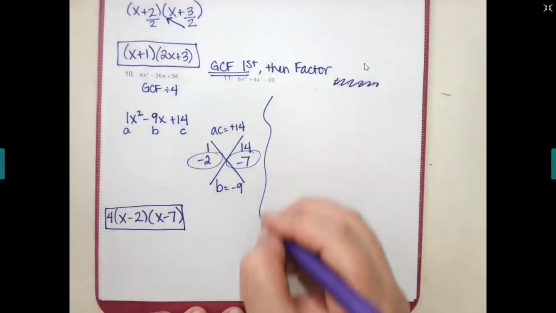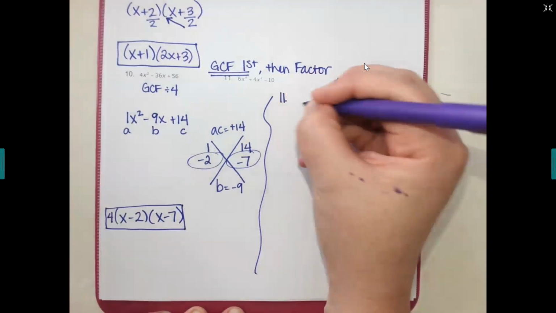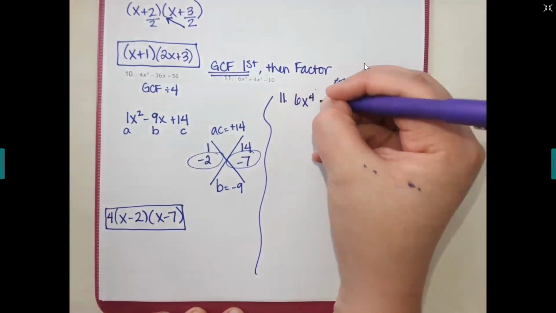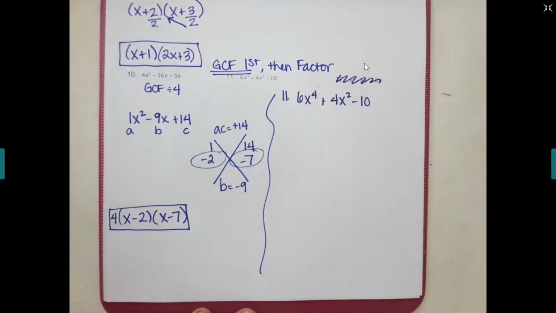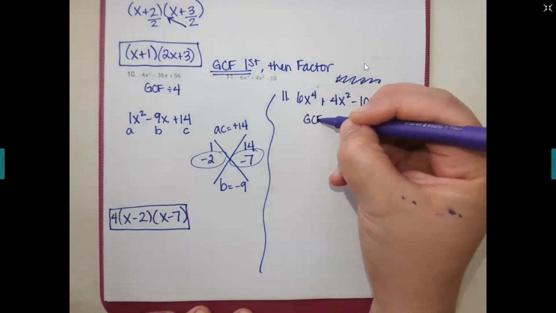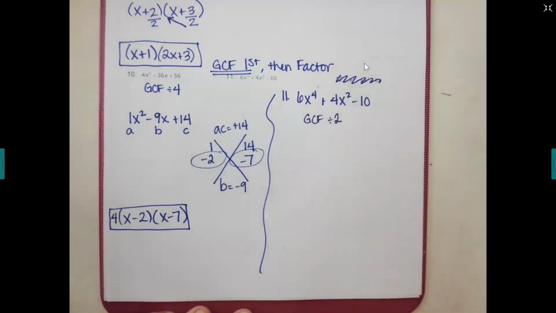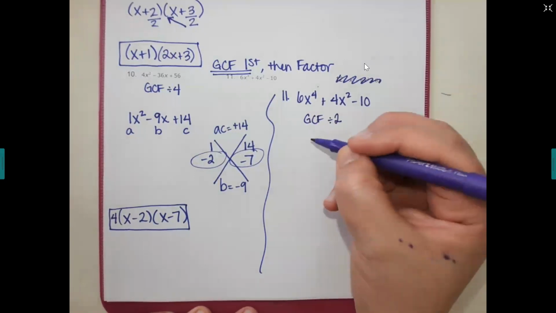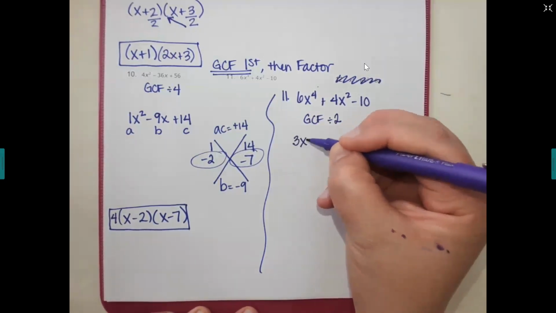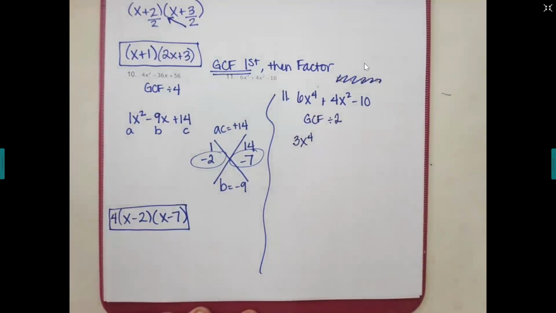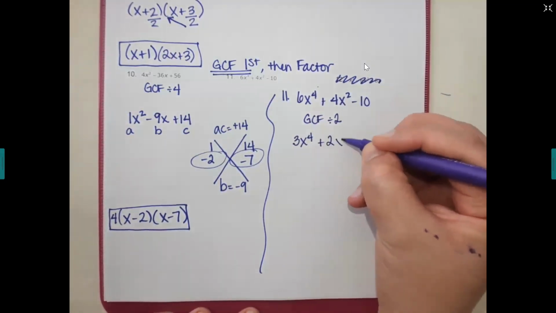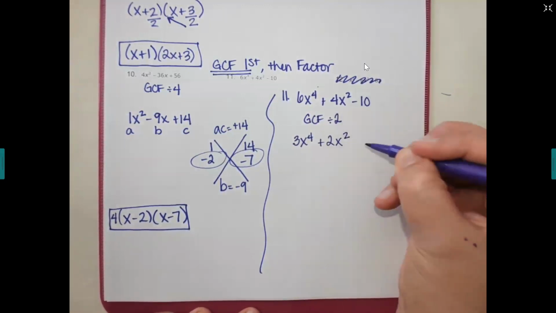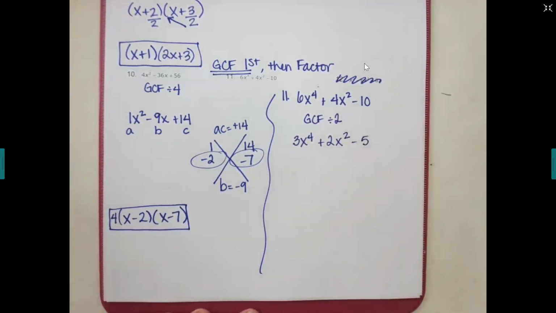Okay, we're gonna do number 11. Okay, and I just write way too big, but I'm gonna do it over here. So will you look at those numbers? And tell me what each of those can divide to. 2. Okay, divide them all by 2. So 6x squared is now a 3x squared. 4 divided by 2 is now a 2. And then 10 divided by 2 is now a 5.